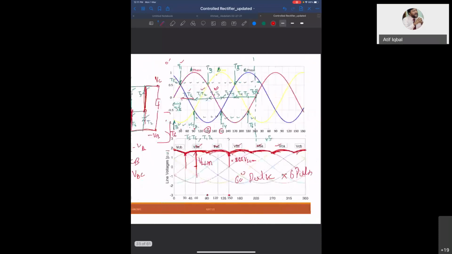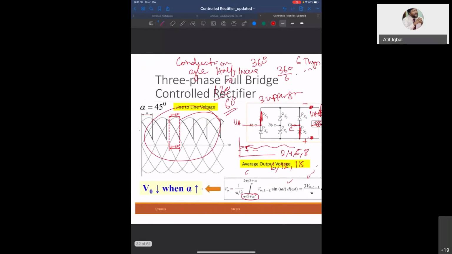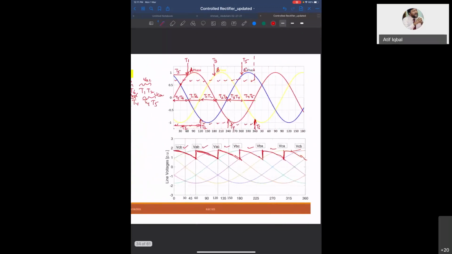We can derive the equation. So you see here they have derived from 60 degree plus alpha. They have done it differently. I will do it from pi by 6 plus alpha to 5 pi by 6 plus alpha. Now I will derive the equation for you.